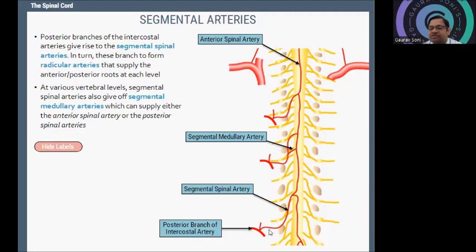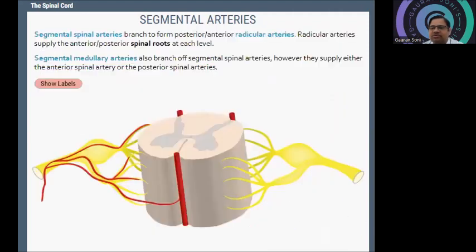You can see the posterior branch of the intercostal artery, and the segmental medullary artery. You can see here the anterior spinal artery, which is going in the middle. So this was about the segmental arteries. We have to get one more view of the segmental arteries.